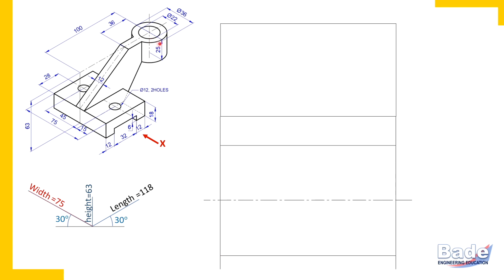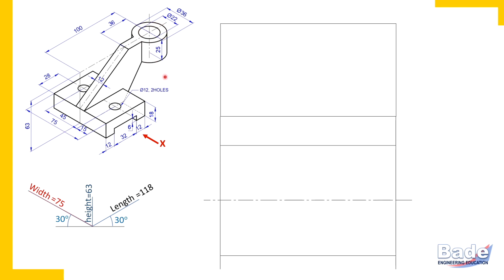To draw the cylinder in orthographic views, remember, when the cylinder is in its obvious position, that is, the axis is perpendicular to one of the reference planes, then it appears as a circle in one view and a rectangle in the remaining two views. Here the axis of this cylinder is vertical. From the top it appears as a circle.